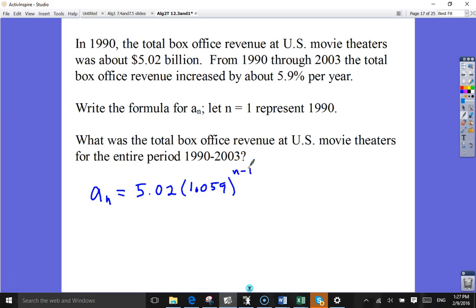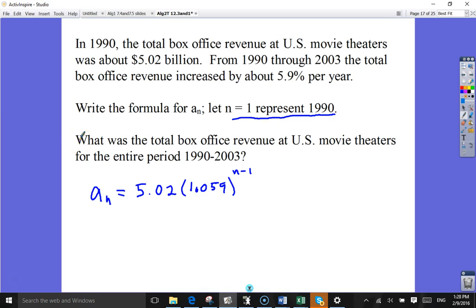Will that work? If I plug in n equals 1, they're saying here that n equals 1 represents 1990. So if I plug in n equals 1 here, then I got 1.059 to the 0, which is 1, times 5.02, which is good. Okay, that's the formula that we could use for any particular year. You want to know how much money was made? That was how much. Okay, the next question is, what's the total?